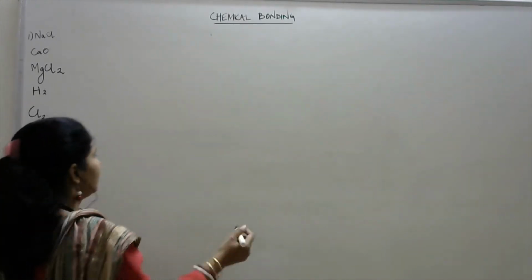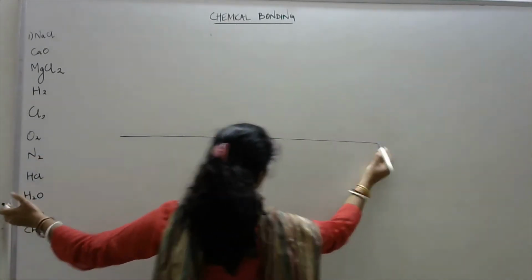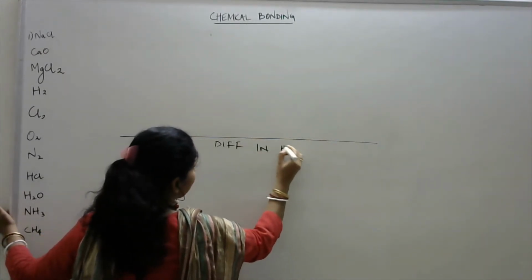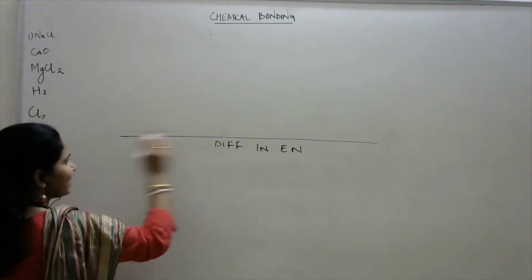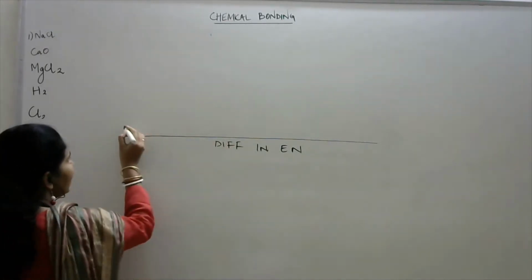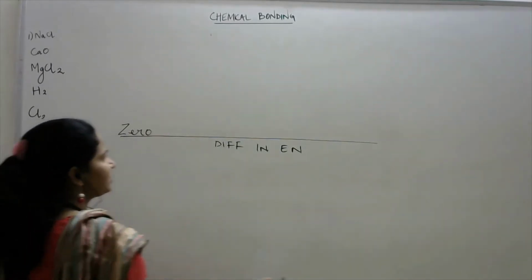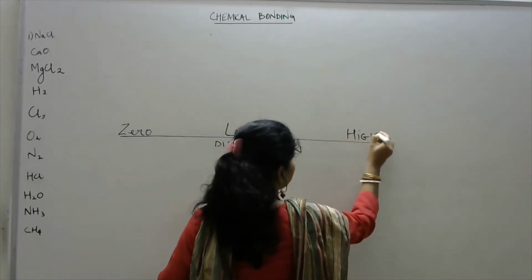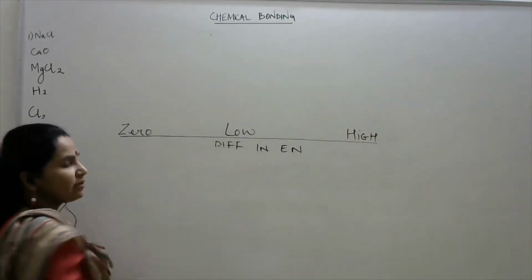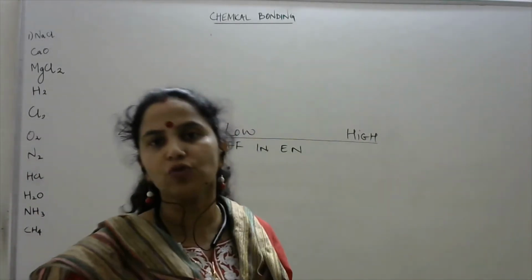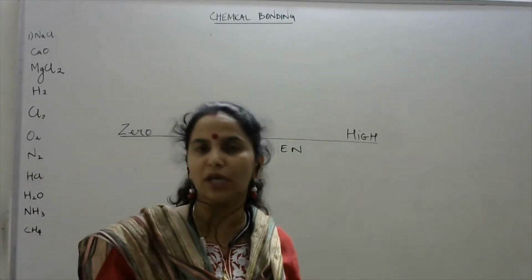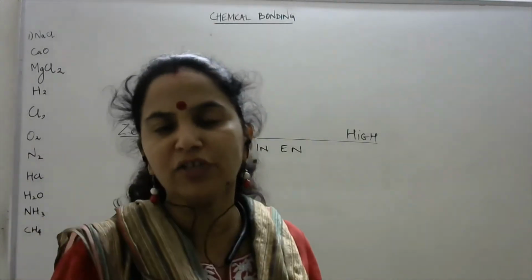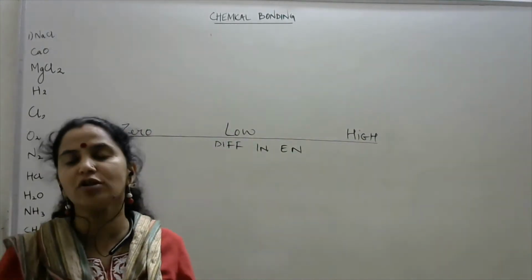So let's start. Imagine this line to be the difference in the electronegativity. If this line denotes the difference in the electronegativity, then at this end the difference is 0, here the difference is low, and here the difference is high. So when I say that the difference in the electronegativity between the two atoms is 0, it means they have the same electronegativity, the same energy to attract the shared pair of electrons towards itself.